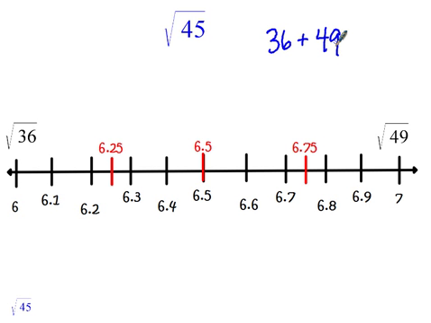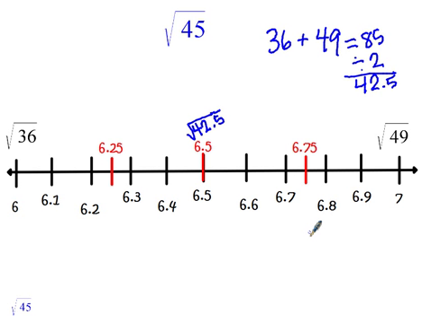36 plus 49 gives me 85. Then I'm going to divide that by 2 to find my halfway mark. My halfway mark is going to be the square root of 42.5. Square root of 42.5 is very close to 6 1/2 or 6.5. 45 is between 42 1/2 and 49.